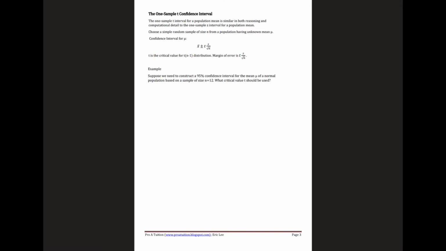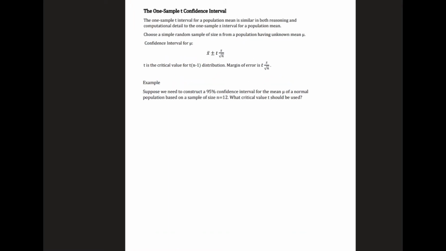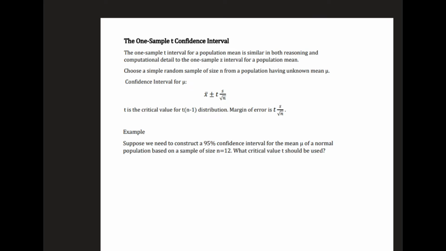The one sample t confidence interval. Let's see, one sample only. So you see the information here. The one sample t interval for a population mean is similar in both reasoning and computational details to the one sample z interval for a population mean. That means the same concept. Choose a simple random sample of size n from a population having unknown mean mu, and the confidence interval for the mean is this formula.